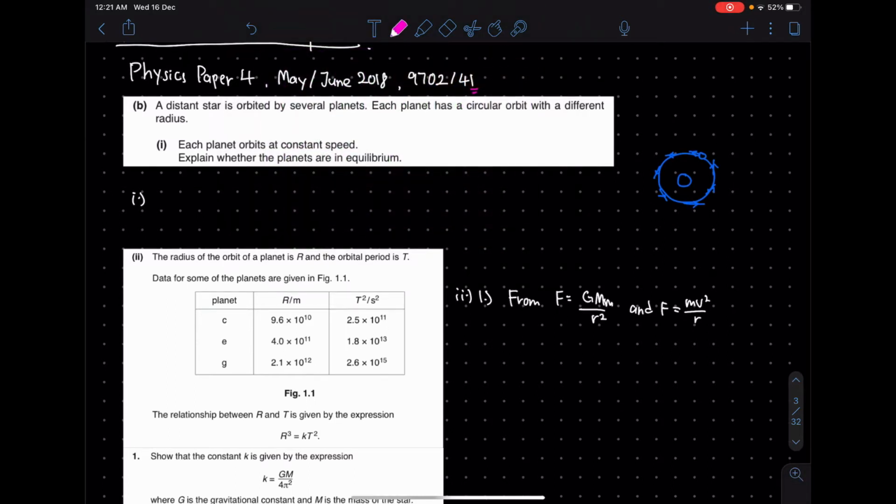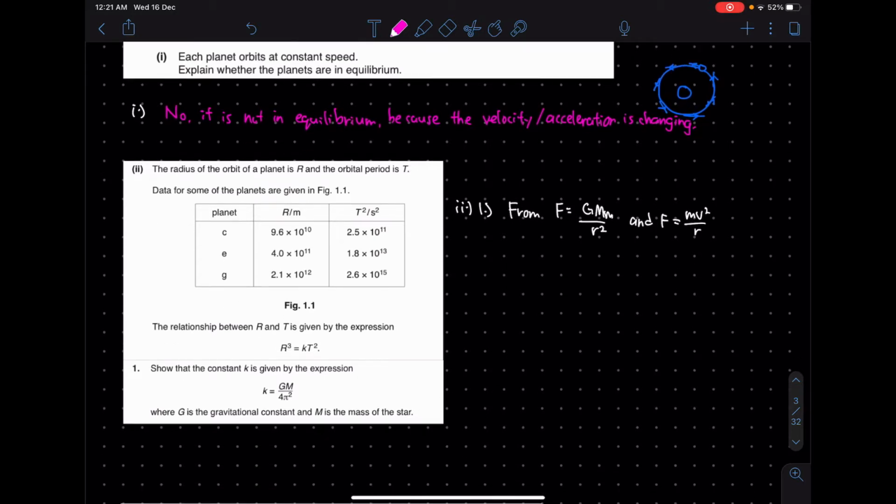So what we'll write here will be, no, it is not in equilibrium because the velocity or acceleration, they can represent the same answer, acceleration is changing. Alright, okay, so now we'll go on to the next question.